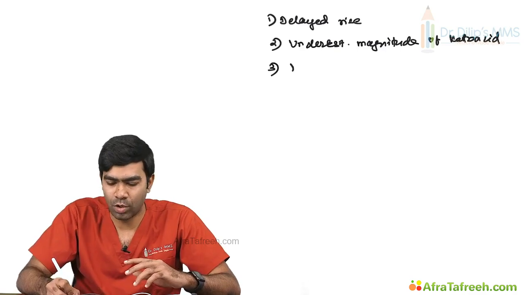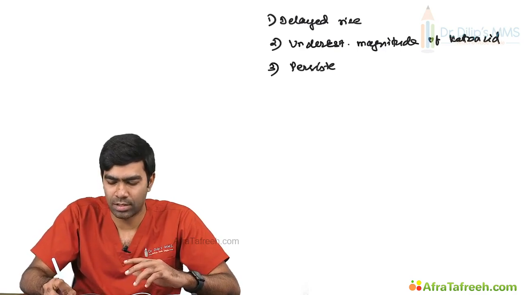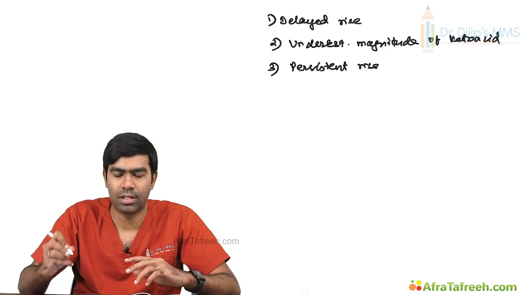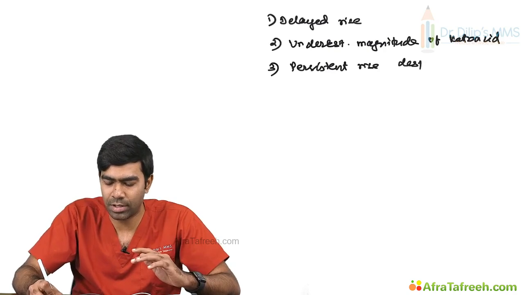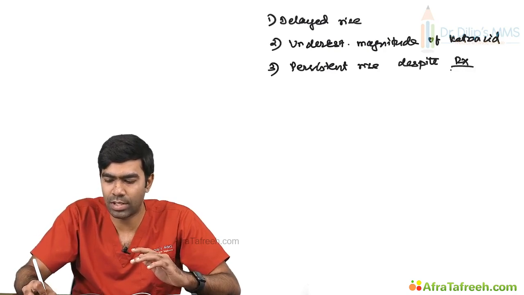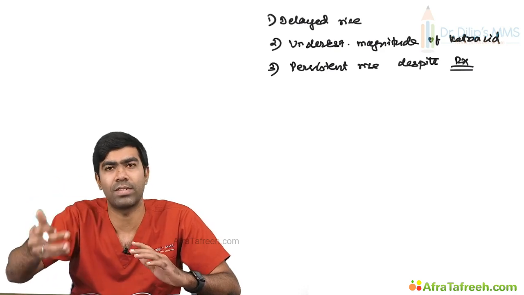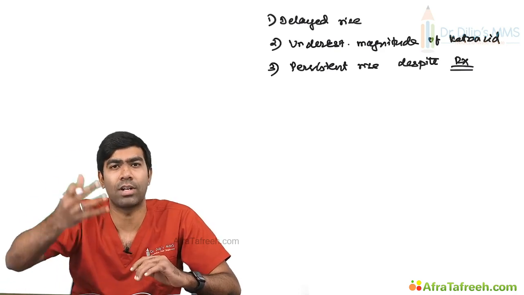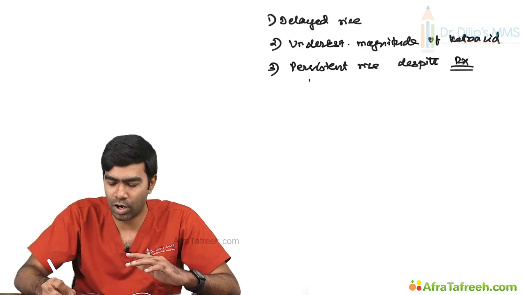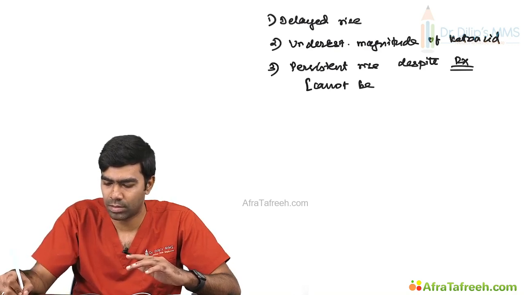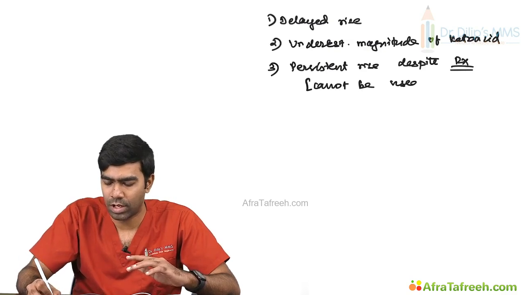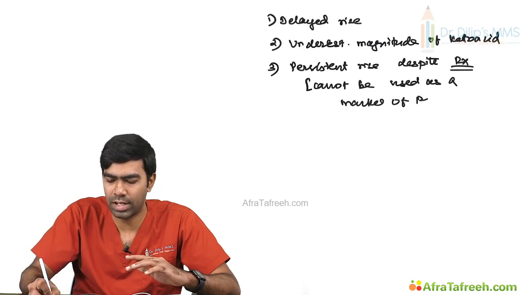Number three, there could be persistent rise of acetoacetate and positive ketone bodies in the urine despite treatment. Despite starting treatment with insulin therapy, there could be a persistent rise. In fact, sometimes even after starting insulin, there could be a paradoxical rise in the urinary ketone. So it cannot be used as a marker of treatment.